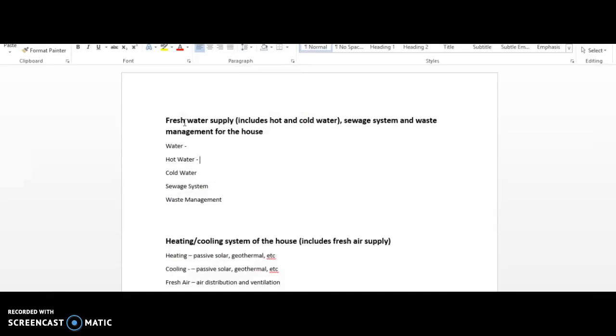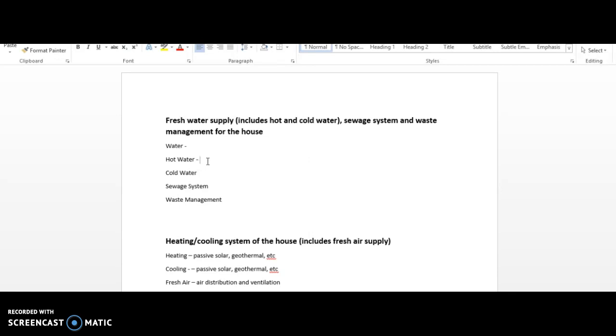So I copied and pasted it in here, and I looked at what they were asking about in here. It includes hot and cold water, sewage system, and waste management for the house. So I've got hot and cold water, sewage system, and waste management, and whatever you choose to include for information for these categories, you could use for your infographic and include some images and so on.